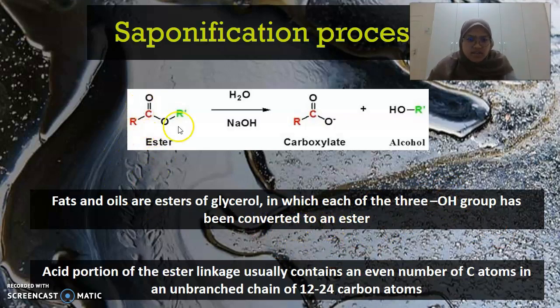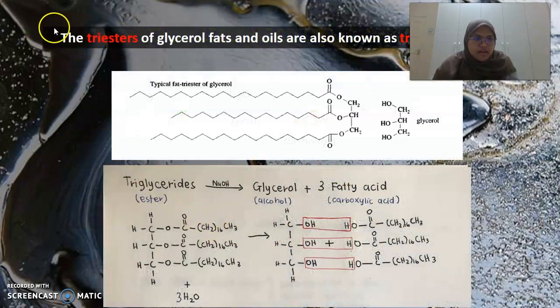We can see here ester reacts with sodium hydroxide and becomes carboxylate plus alcohol. The acid portion of the ester linkage usually contains an even number of carbon atoms in an unbranched chain of 12 to 24 carbon atoms. We can see the acid portion is a carboxylic acid, or the fatty acid. So next, the triesters of glycerol, fats and oils, are also known as triglyceride or TAG. The example is this one.